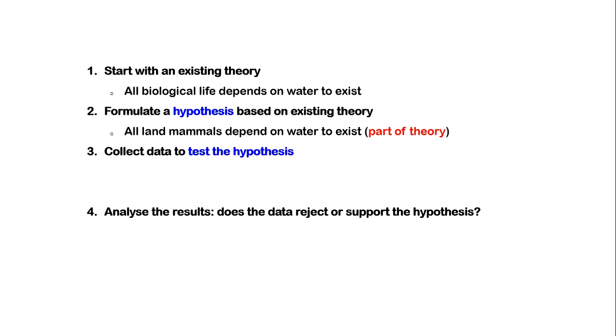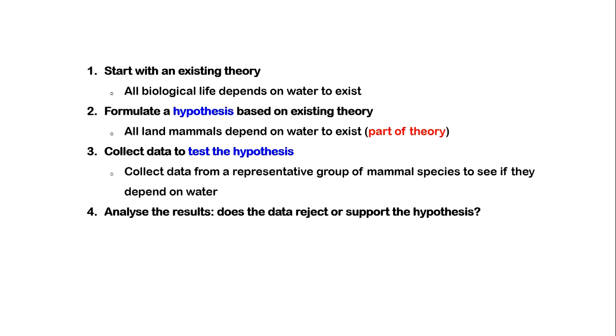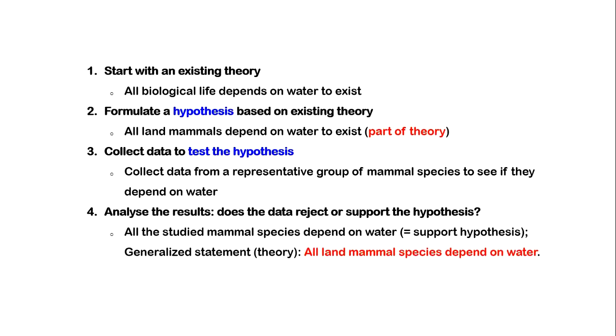Now the third step is to collect data to test the hypothesis. Now you collect data from a representative group of mammal species to see if they depend on water or not. So then you analyze the result. Does the data reject or support your hypothesis? Let's see. All the studied mammals depend on water, so it supports your hypothesis. So the generalized statement: all land mammal species depend on water.